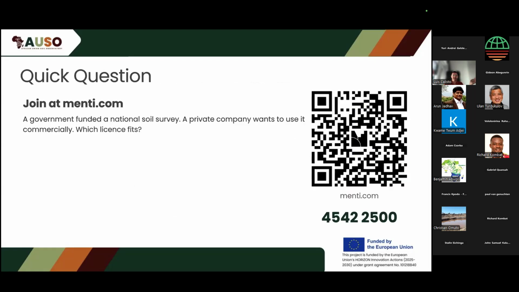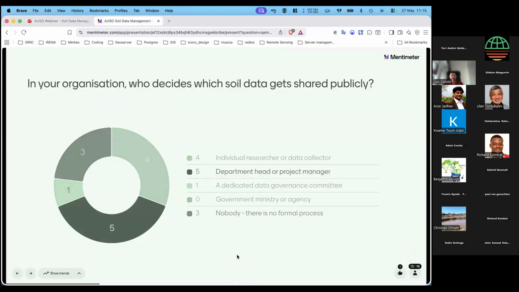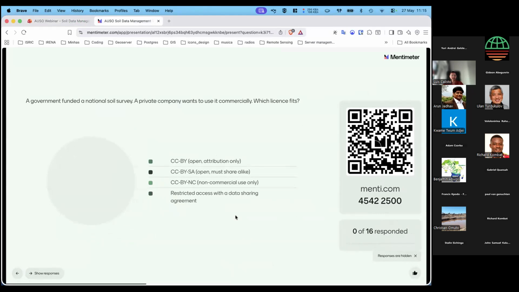So let's go to the next question that I have here. I just have one open question and there is no right answer. Just a situation. Imagine that you have a governmental funded national soil survey in your institute, and a private company wants to use it commercially. Which license fits better? So let me go to the next question.